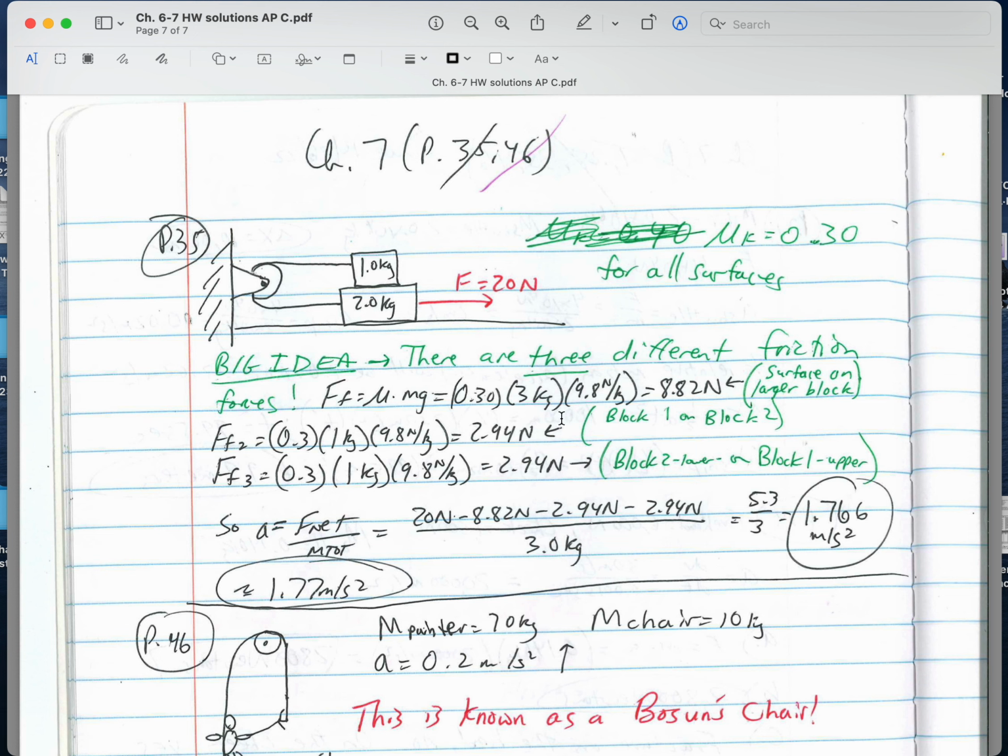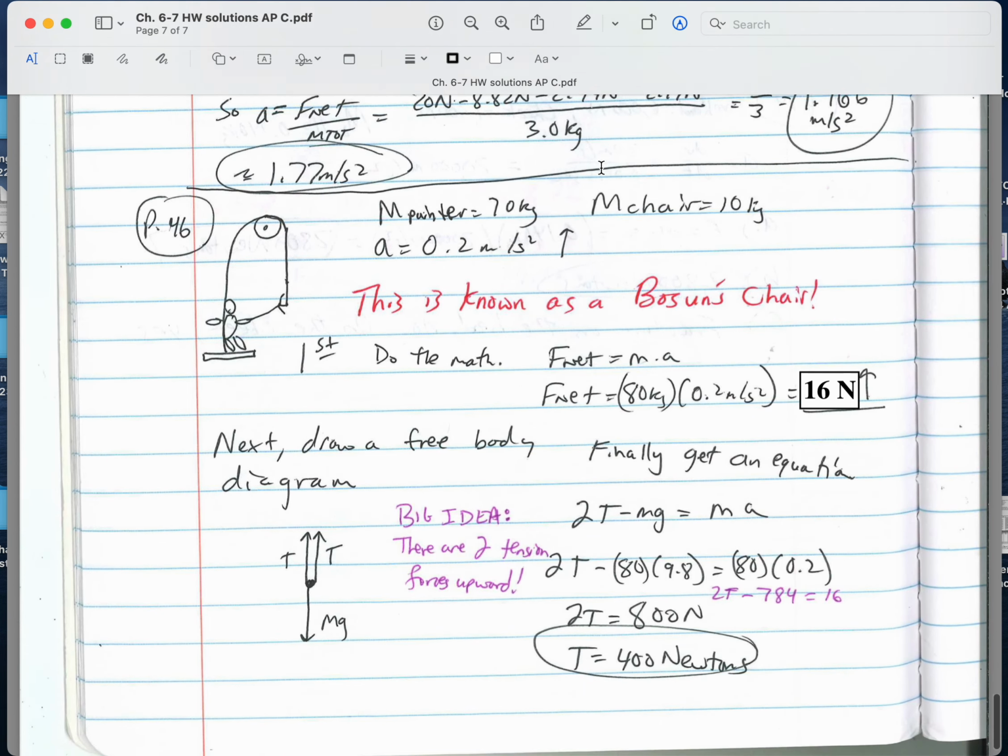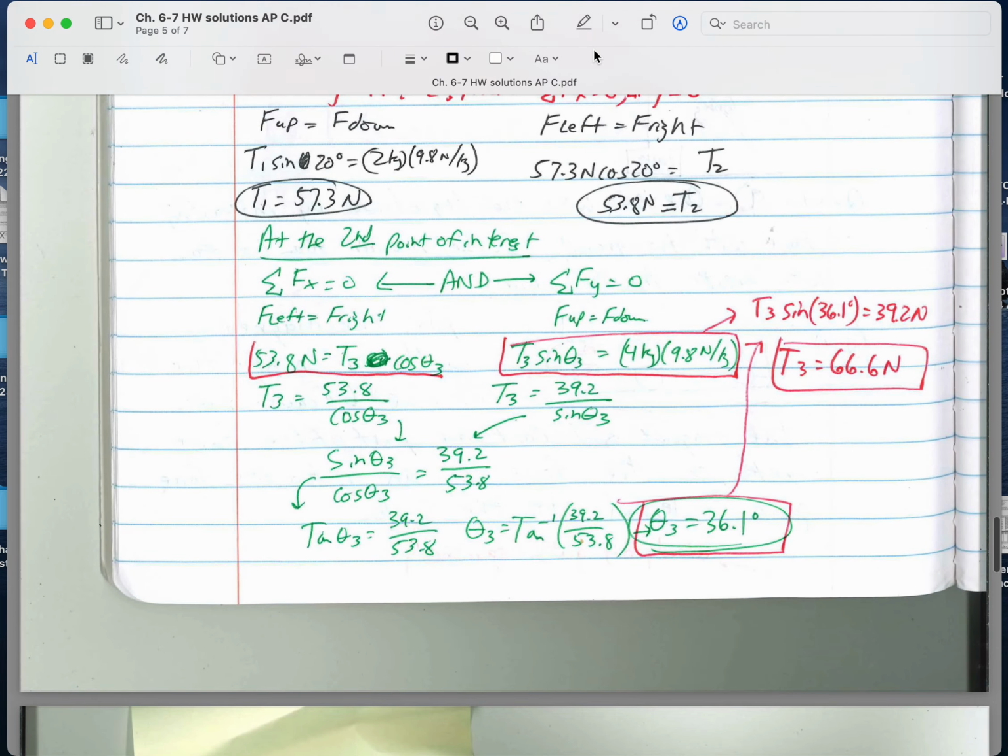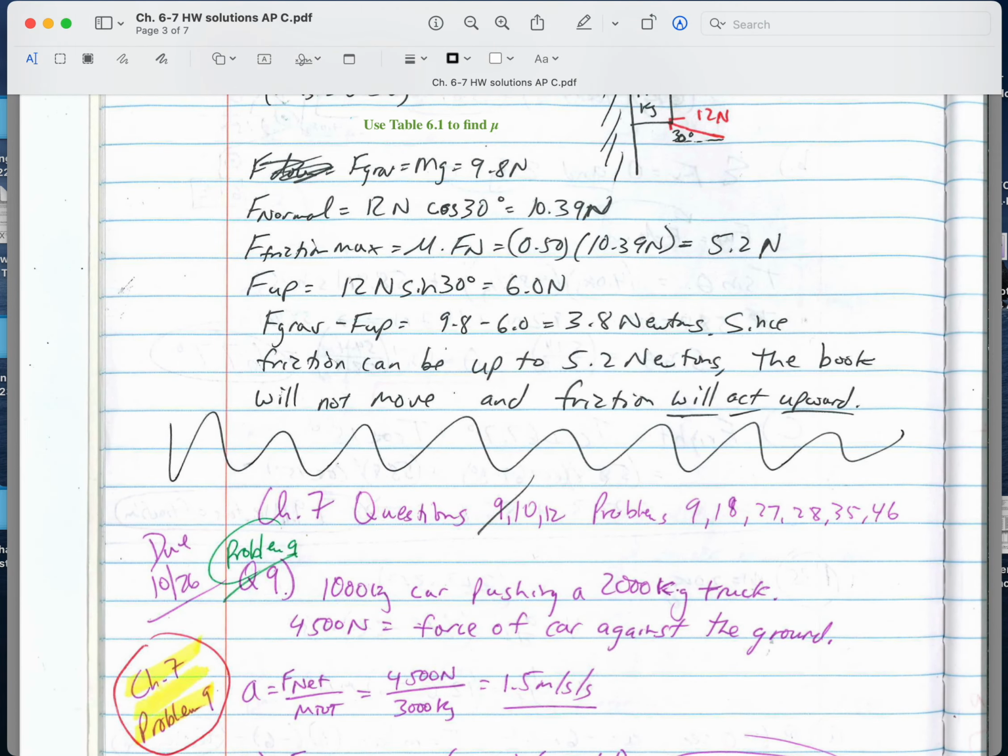Either way, all 3 of these oppose motion, so I've got 20 minus 8.82 minus 2.94 minus 2.94 over 3 kilograms. That's 1.77 meters per second squared. So that is a lot of frictions there, but this is a very good thinking problem. Ooh, what if there was friction on the pulley? That would be exciting. Anyhow, these are a lot of problems. I hope you take the time to go through some of these answers if we don't get through them in class.